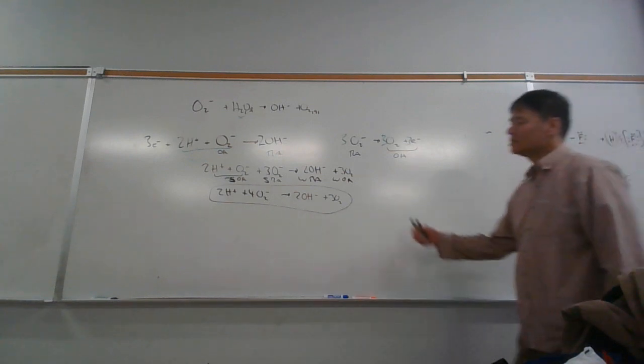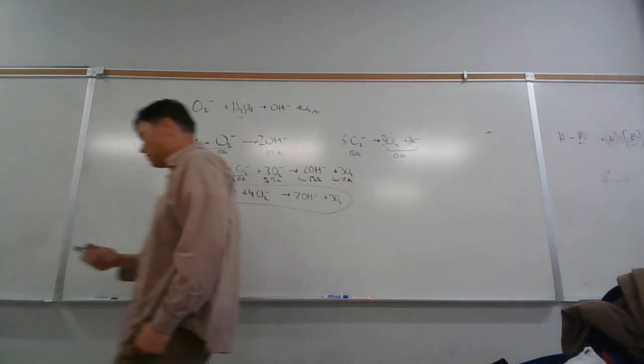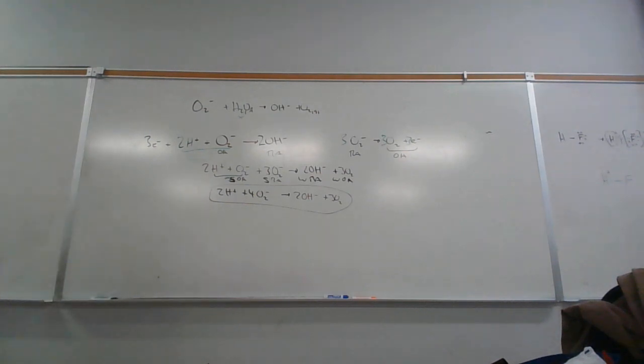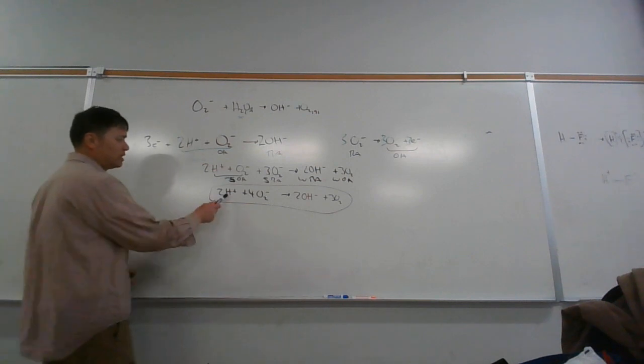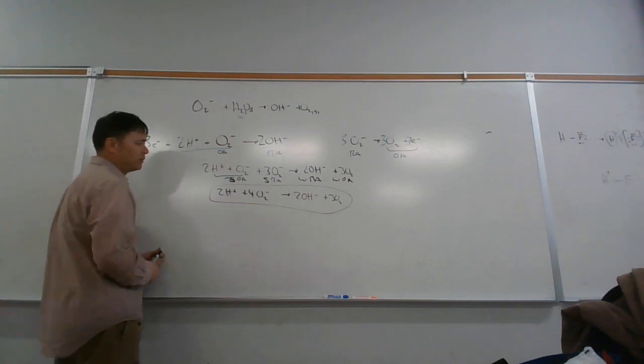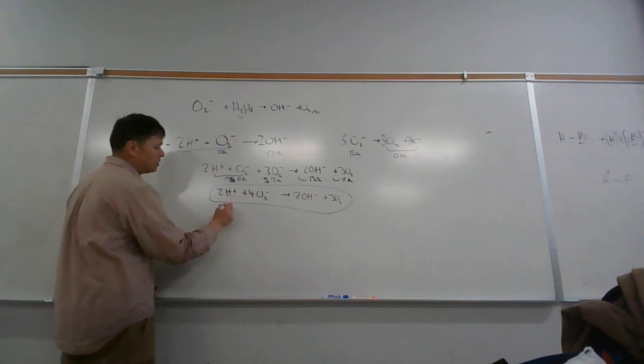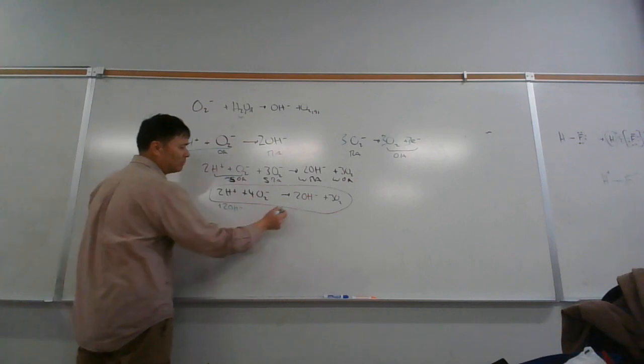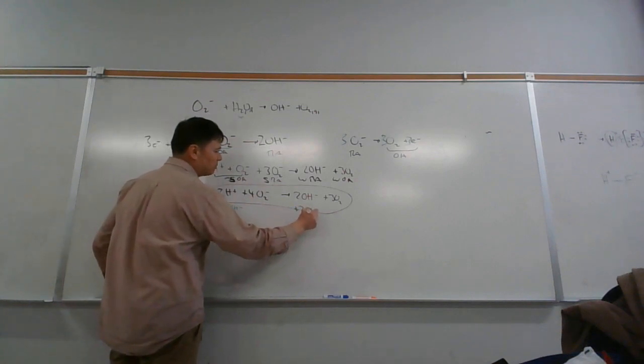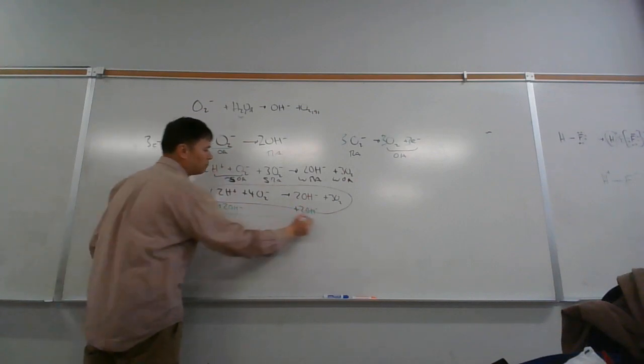But the problem is this is in basic solution. I shouldn't have stopped here because is H plus stable in base? No. And so what I need to do is neutralize the acid. And so how do I do that? Add 2 hydroxides. Yeah, I need to add 2 hydroxides here. And to keep things balanced, I have to add them to both sides. Otherwise, I just screwed up the balance.